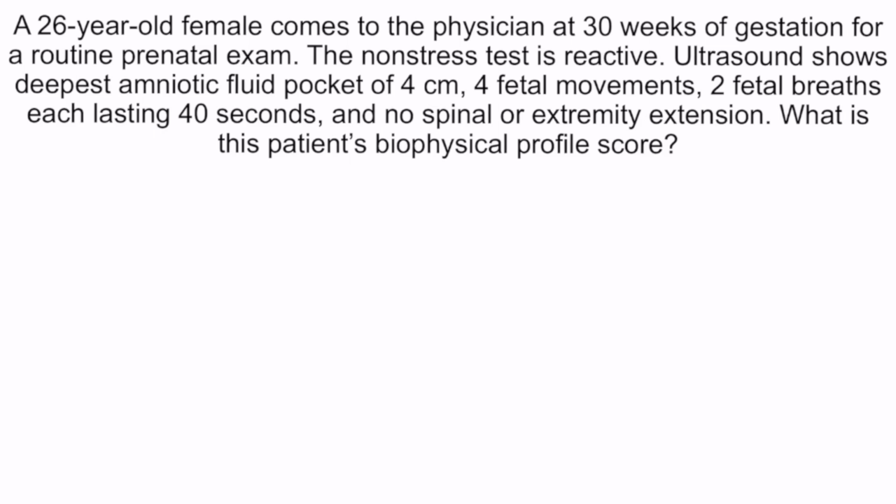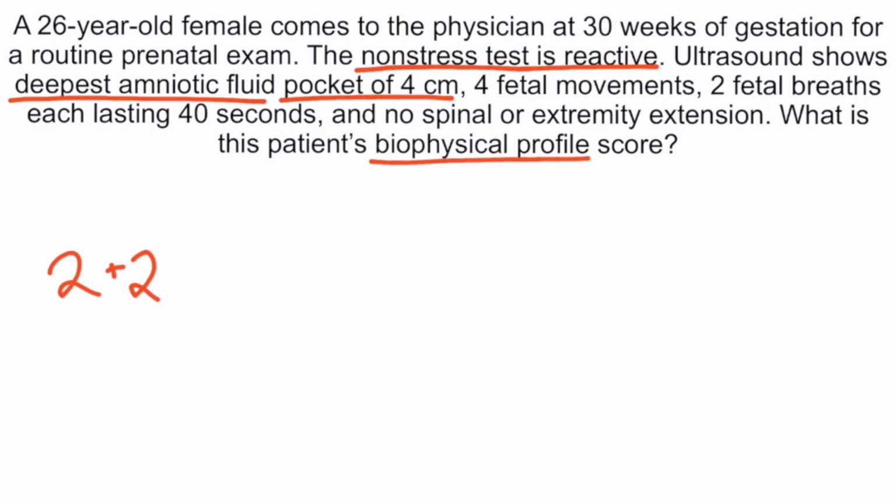Okay, so let's calculate this biophysical profile. The non-stress test is reactive, and that's worth 2 points. So you give the fetus 2 points there. And then what's the amniotic fluid like? Well, the deepest pocket is 4 centimeters. And remember, the deepest pocket just needs to be 2 or more centimeters. So the fetus gets 2 points there. But what about fetal movements? The fetus moved 4 times, and the fetus only needed to move 3 or more times. So it met that criteria as well. So it earned those 2 points.